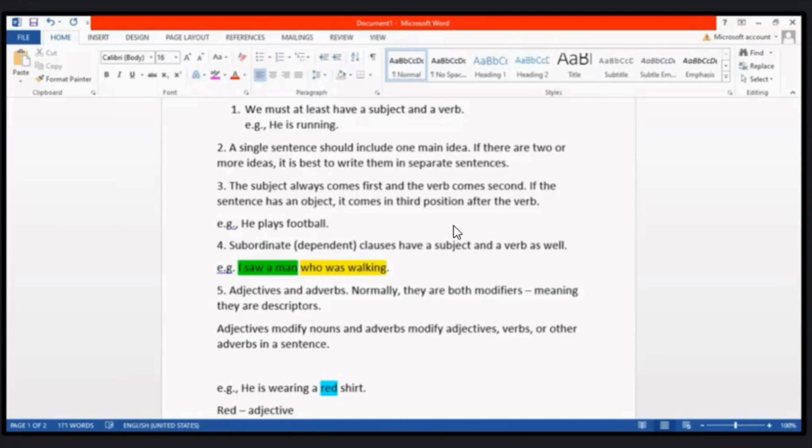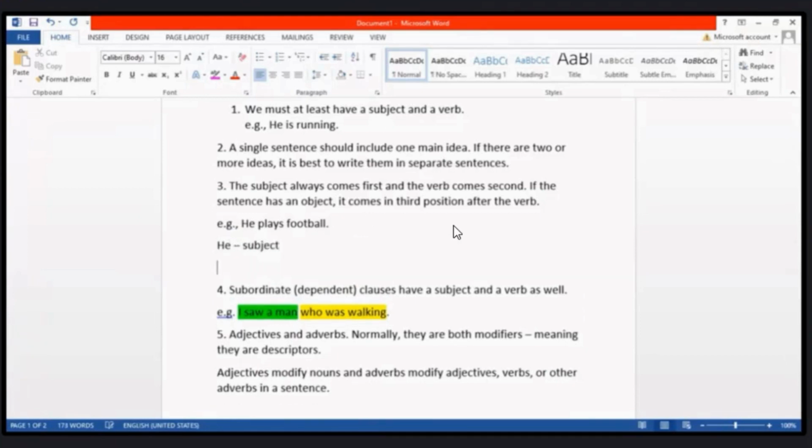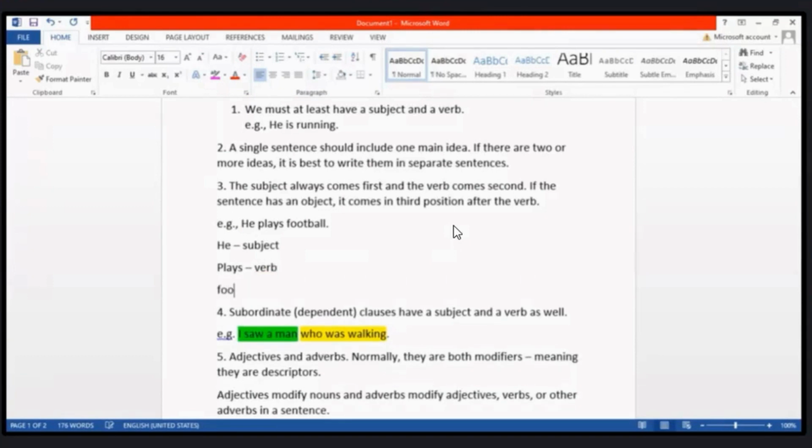Okay, so let's say this is a simple example. In this case, he is the subject, plays is the verb, and football is the object. So this is how we maintain our sequence.